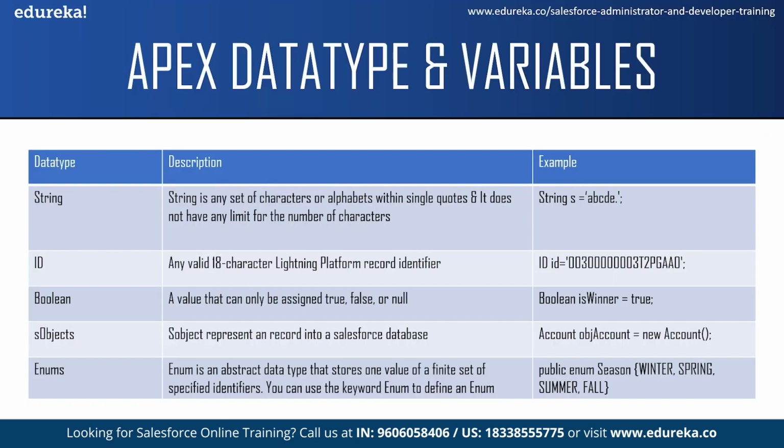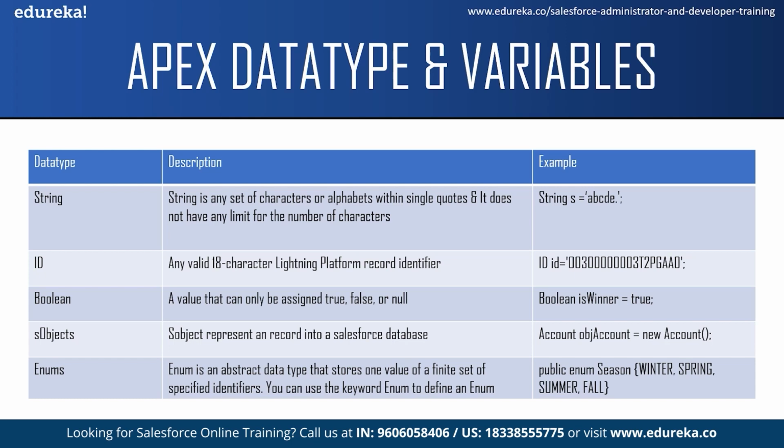After the SObject data type, we have the enum data type. Now enum is an abstract data type that stores one value of a finite set of specified identifiers. You need to use the keyword enum to define an enum data type. Here is an example for an enum data type. Public enum Season, and we have a list of the identifiers: winter, spring, summer, and fall. After this, we also have collection, which includes list, sets, and maps. So this was about Apex data types and variables.